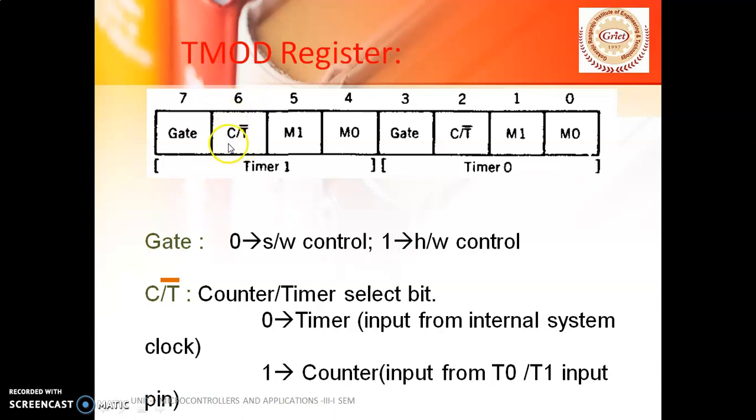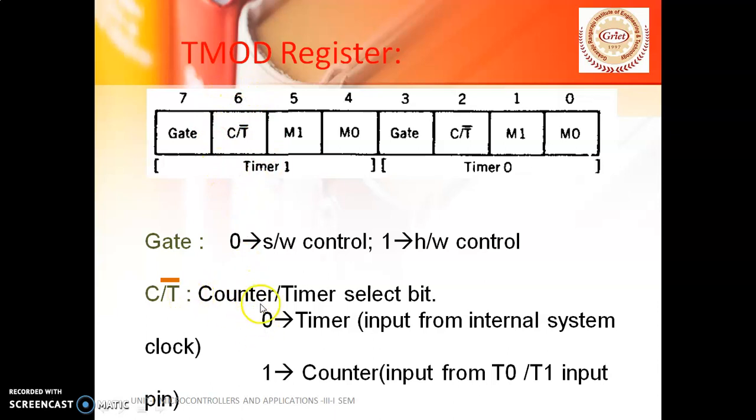Coming to the next bit, the C/T bar bit. If this particular bit is programmed to 0, we are using that peripheral as a timer. I say 0 means 0 bar, that is nothing but 1, so the timer is going to get activated. If we program this bit to 1, then we can use this peripheral as a counter.